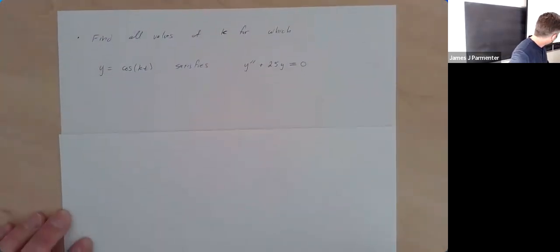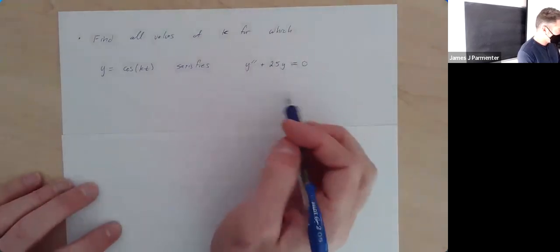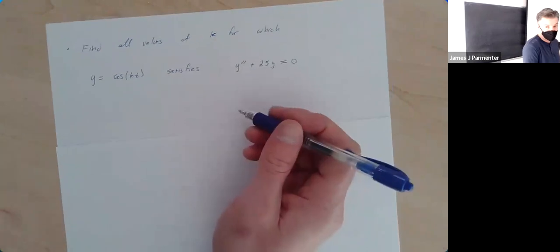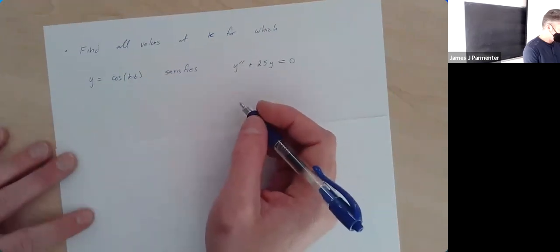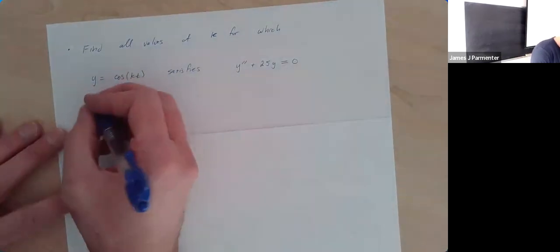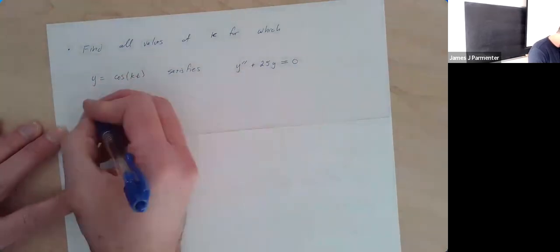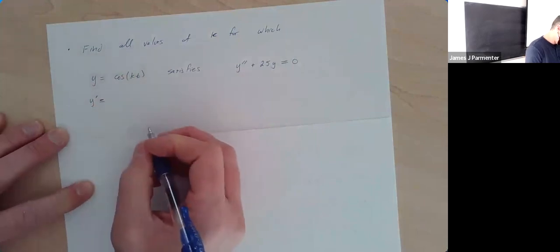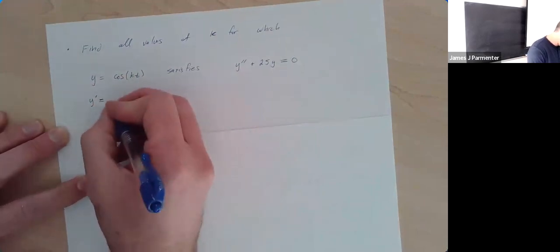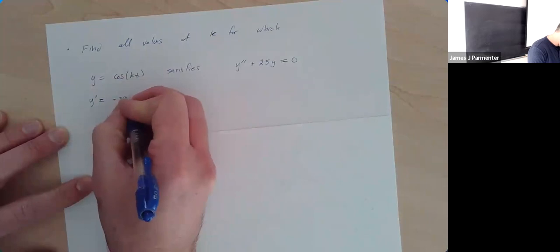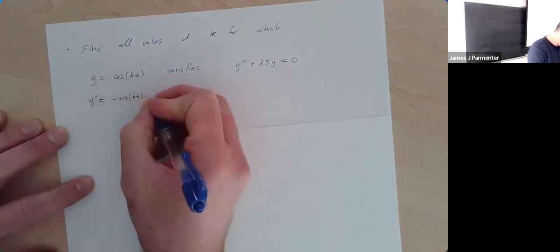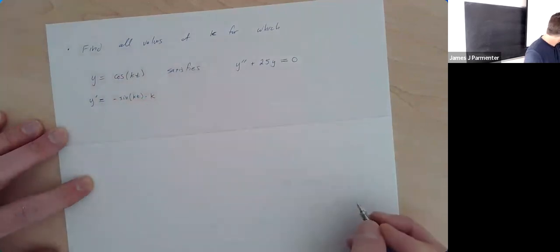Now the thing we just did is the same thing we're going to do here. We're going to try to figure out what k can be by finding all the things that need to go into this second order differential equation and seeing what k needs to be. So I need to find y double prime. y prime is going to equal, let's see, the derivative of cosine of some stuff is negative sine of the stuff times the derivative of kt, which is just k.